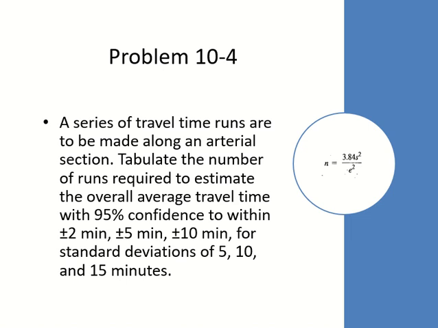So run means an observation. They want to make travel time runs, which means they want to make travel time observations. For an arterial, they want to find out how many runs they need. Number of runs means number of observations. They want a confidence level of 95% to be within plus minus 2, 5 and 10, and the standard deviation can go from 5, 10 to 15.